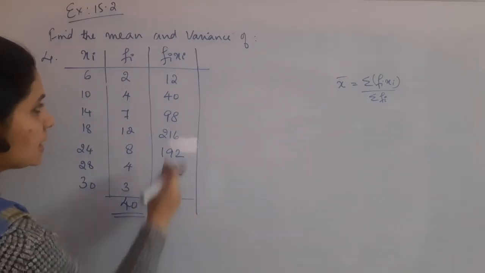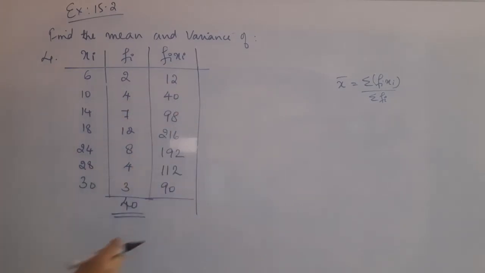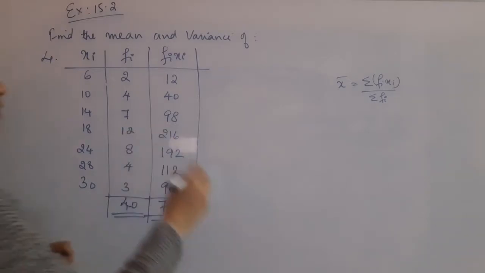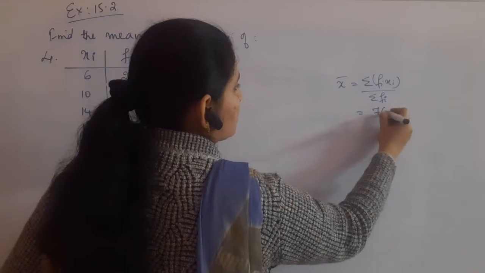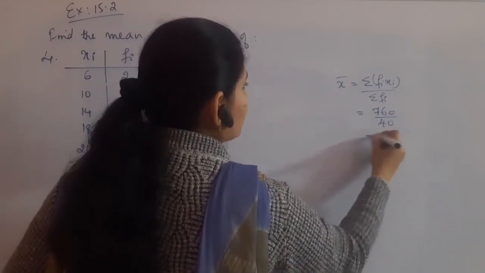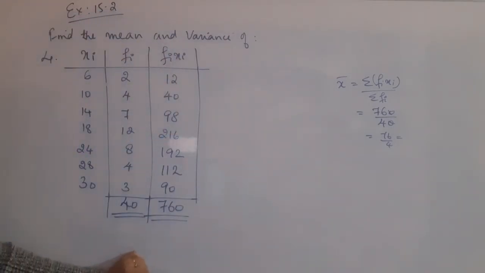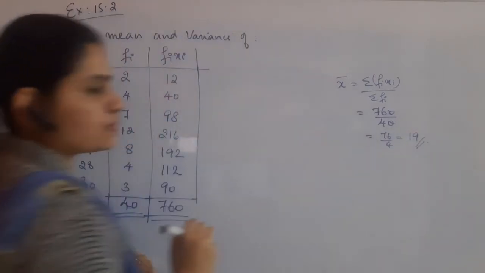Again we need the total of this, because it is sigma Fi Xi. You have to add all these. How much you will get, you have to find out. Just check whether you are getting the answer which I am writing. It is 760. So what will be your X bar? X bar is 760 divided by 40. So you'll get 76 by 4. What is the value? You're getting a perfect thing, which is 19. So X bar is 19.